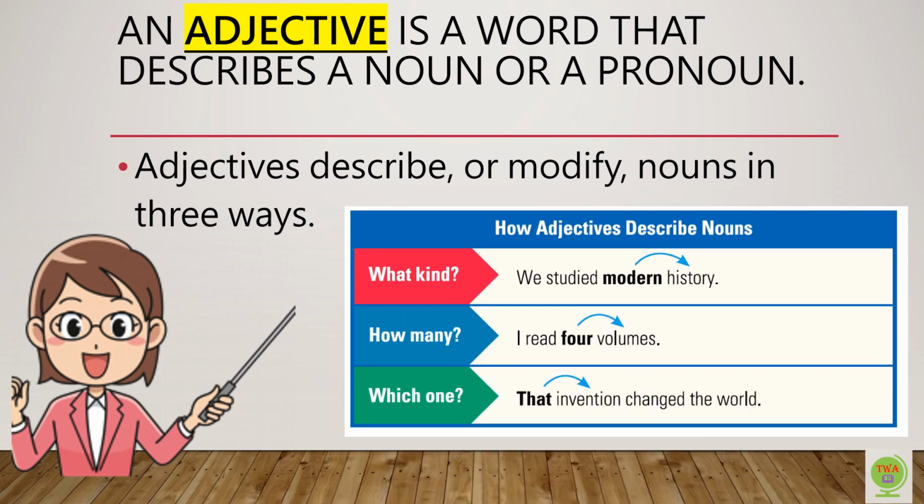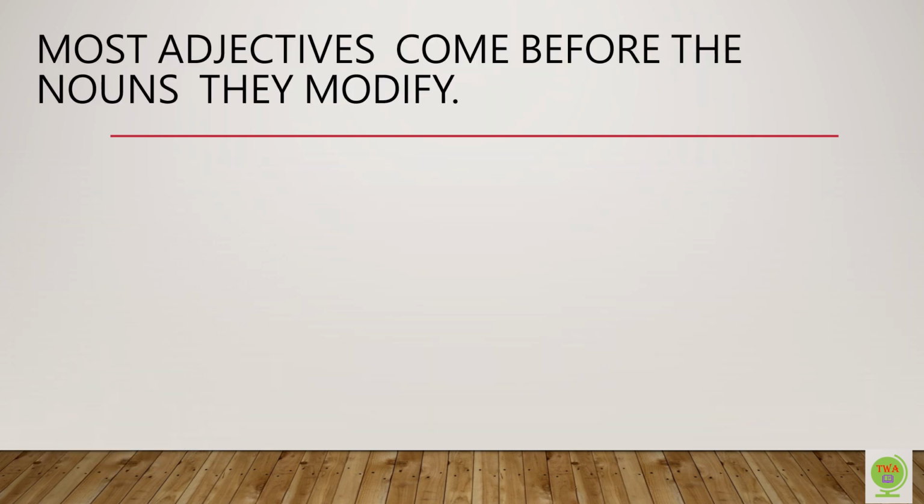How do adjectives describe nouns? What kind? We studied modern history. What kind of history? Modern. I read 4 volumes. How many volumes? 4. That invention changed the world. Which one? The invention. Most adjectives come before the nouns they modify.